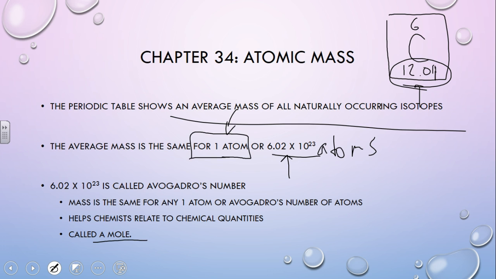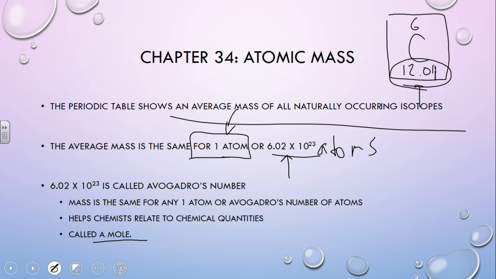A mole is just a quantity. If I told you we had a dozen, you would say that there was 12 of them. If I told you that we had a baker's dozen, you would say that there is 13 of them. So there's certain words that mean quantities. And so in this case, we have 6.02 times 10 to the 23rd atoms. That is equal to a mole.